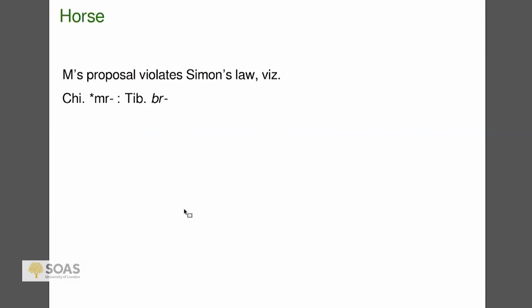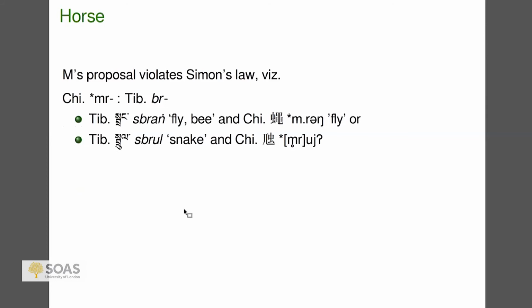But the proposed reconstruction violates something that I call Simon's Law. It's a discovery of Walter Simon's, which is that an MR in Chinese should correspond to a BR in Tibetan. So you get the word for fly, like bzz, fly, is zbrang in Tibetan and mrung in Chinese. And the word for snake is zbrul in Tibetan and mrui in Old Chinese.